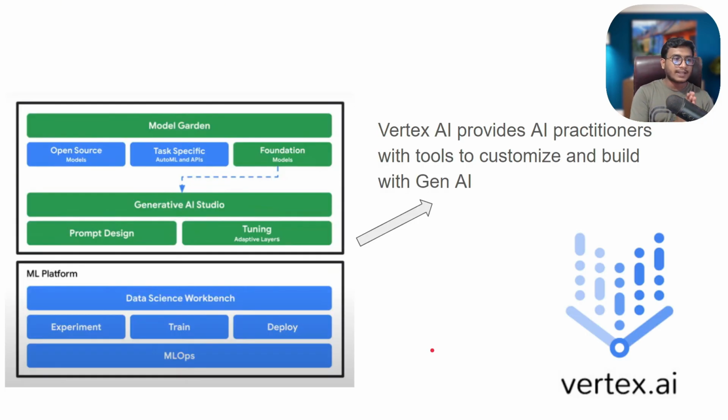Now let me show you the Vertex AI platform, how it looks right now. You can see, guys, this is the previous Vertex AI platform. Here we used to only perform ML operations, that means machine learning operations. You can perform experiments, train and deploy, for the data science workbench.